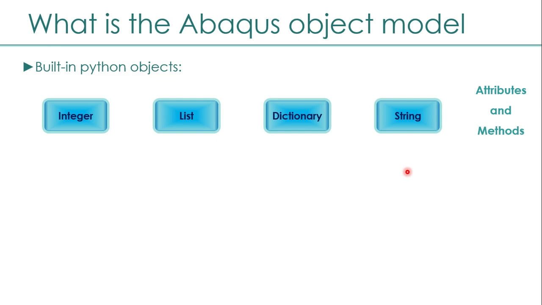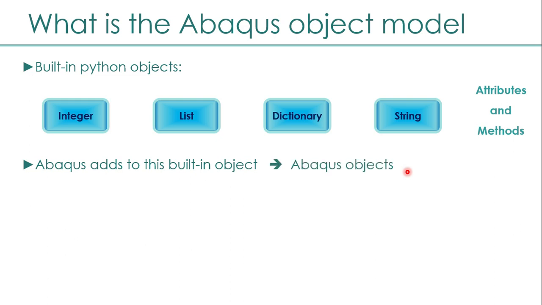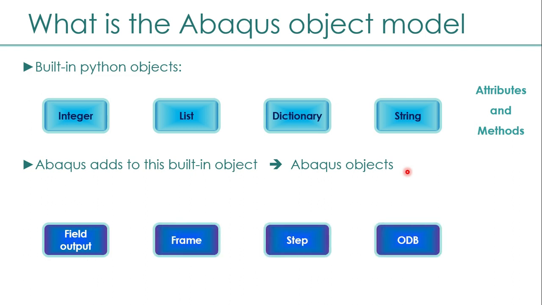Similarly, Abaqus is integrated with Python. What Abaqus has done is add multiple objects to the already existing Python objects. These objects that Abaqus has added are very specific to Abaqus. That's why we separately name them Abaqus objects, just to differentiate them from the Python objects. Let's take some examples. Here you can see field output is one object, frame is one object, step is one object, ODB is an object. Other examples could be node, element, set objects. Then we can have the datum point, datum plane. All these we can call objects.